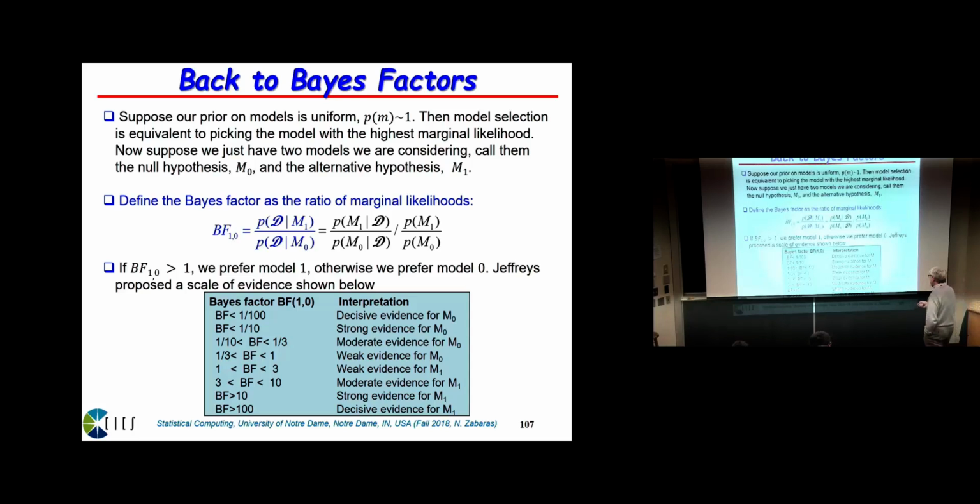To have strong evidence for M1, the Bayes factor has to be greater than 10. So be careful not to simply say, oh, this is greater than 1, so model 1 is the best. The statistician will tell you, no, sorry, you better be greater than 10. And if you really want decisive evidence for model M1, the Bayes factor has to be greater than 100. Good luck with that.